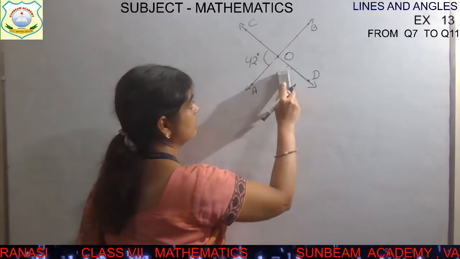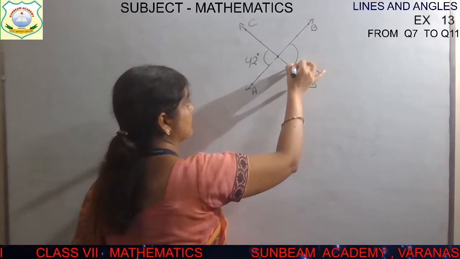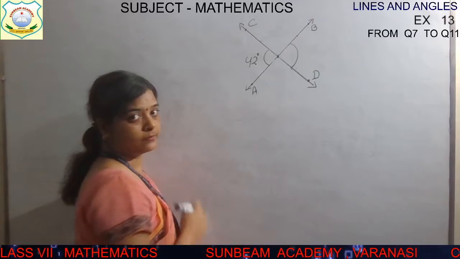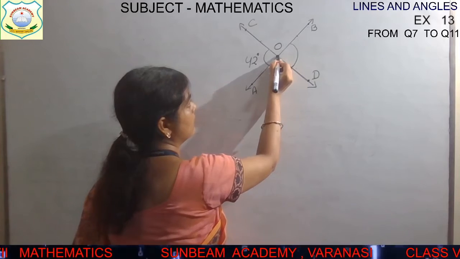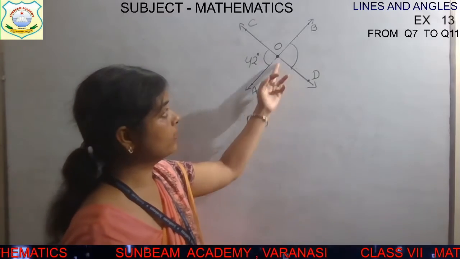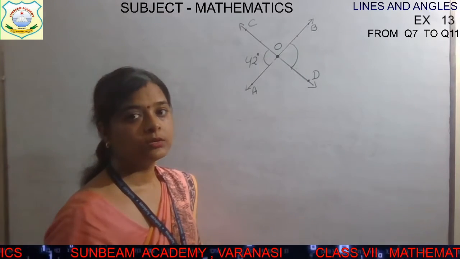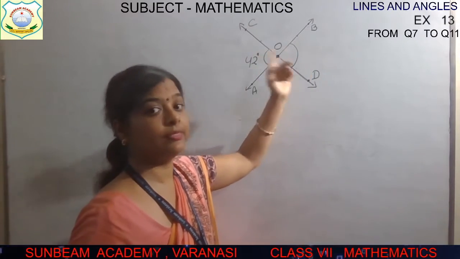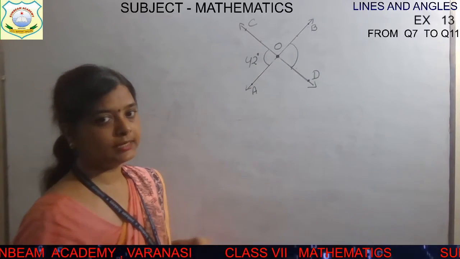So what do we conclude from this? See this one, is it an adjacent angle to this AOC? No. Why, children? Because it is having only one common point, common vertex, only one. Neither the common arm nor the third point is satisfied. So it is not an adjacent angle. It is opposite angles. Just opposite angles, children, and they will be equal. Why will they be equal? Because of the vertically opposite angle property.